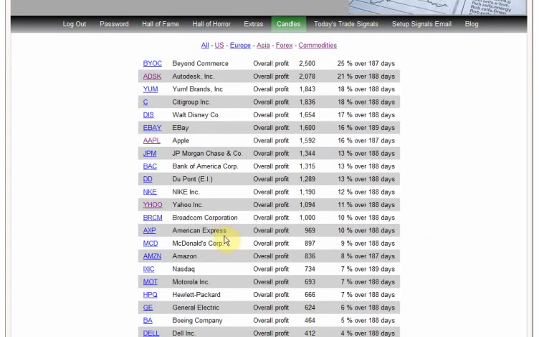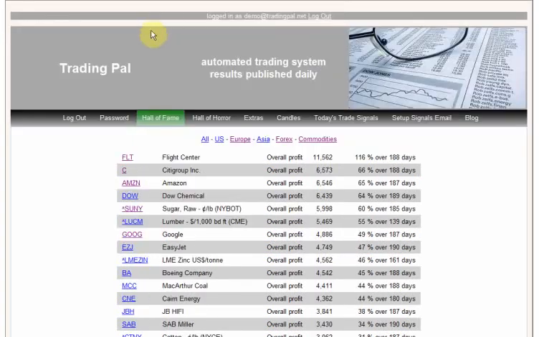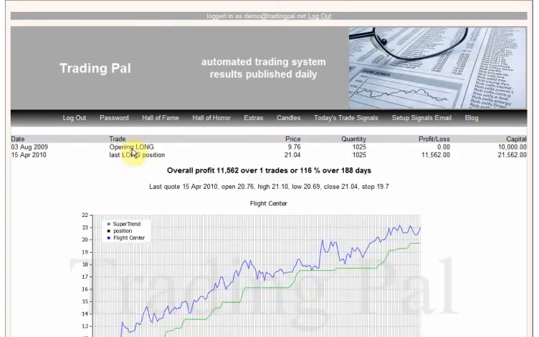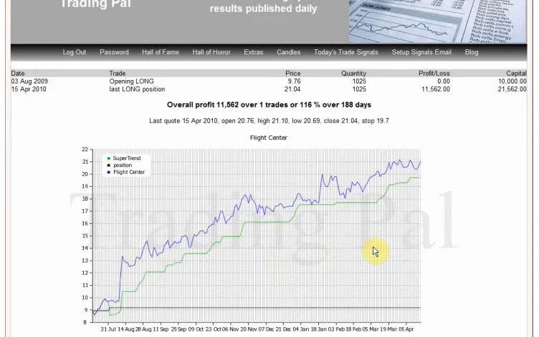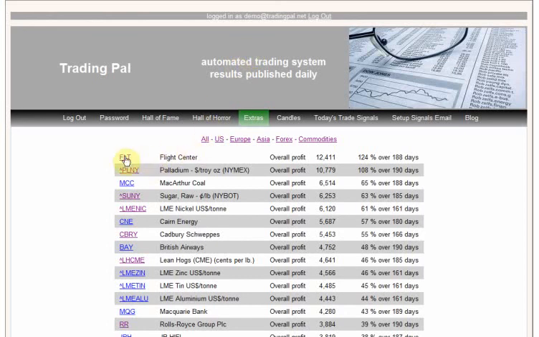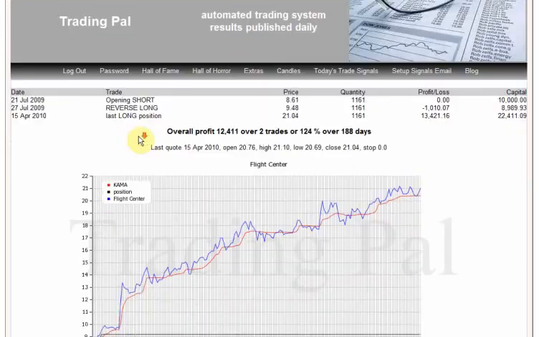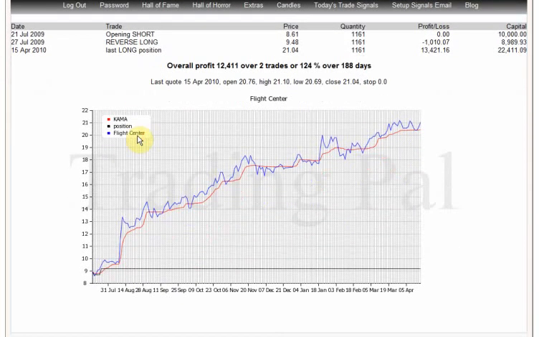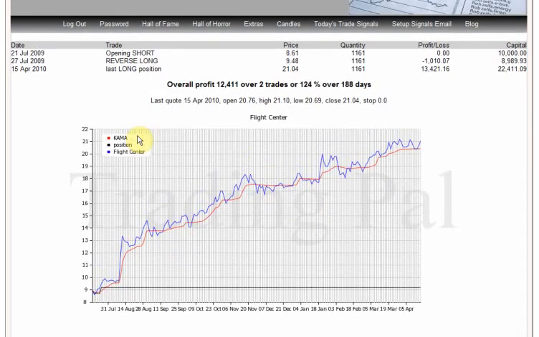If we go back to some other stocks like Flight Centre, this is a one long trade here, and if we go to extras, also Flight Centre is top of the chart, again a single long trade. We wish we had more of those to show you.